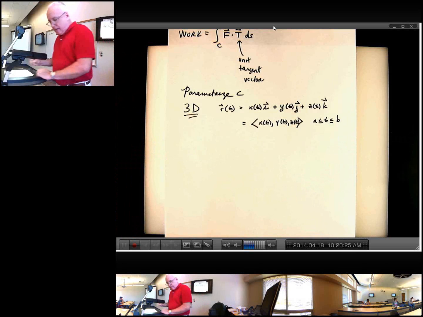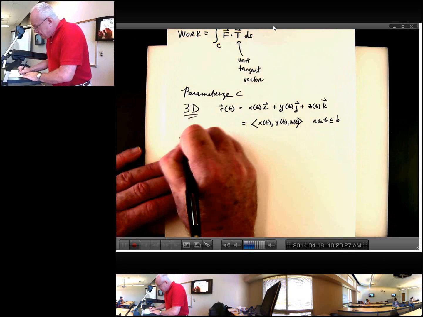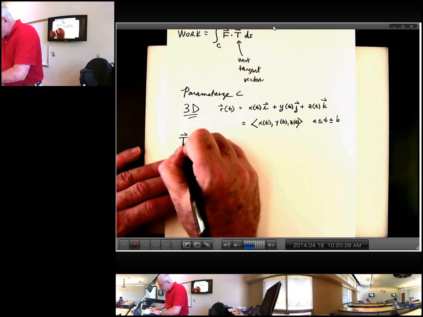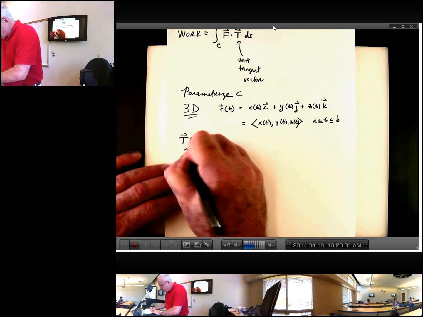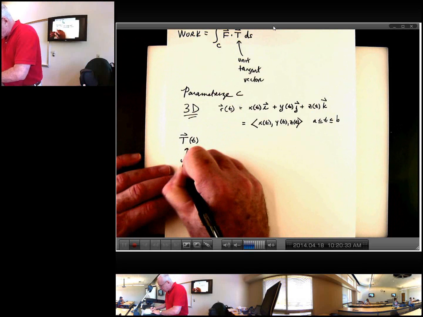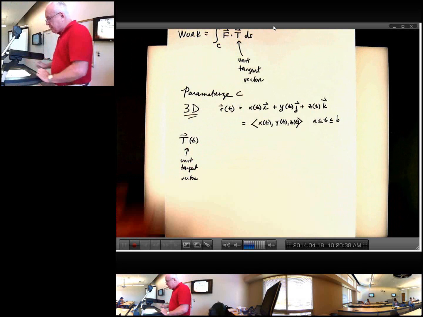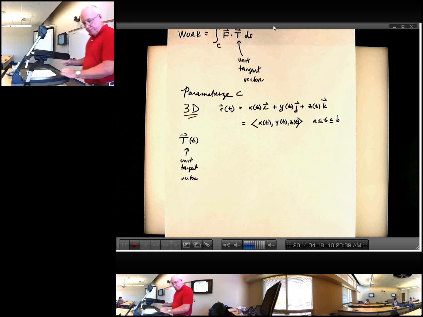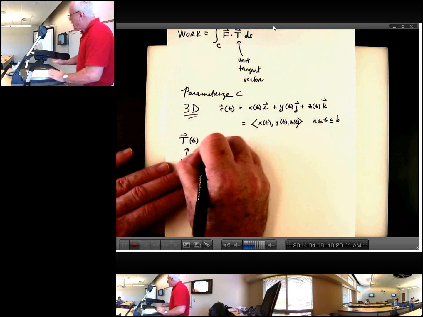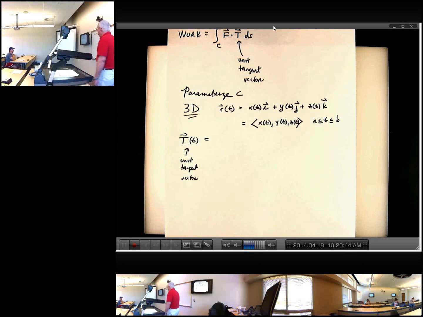Okay. Now, t up here, our unit vector, our unit tangent vector, rather, let's represent this with our parameterization. Okay. The unit tangent vector is this.